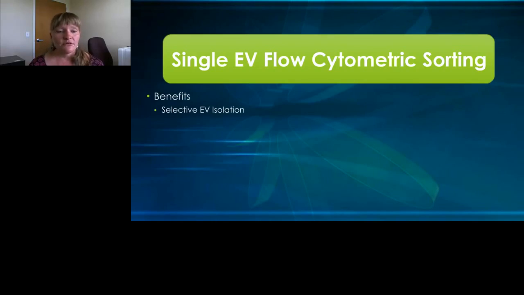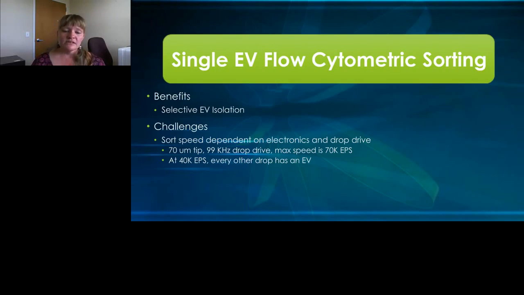To sum up, researchers could use flow cytometric sorting for single EV isolation, but it's not effective for bulk isolation. It is selective for EVs, the purity is high, but the yield will be low. There are challenges to isolating EVs, including the sort speed dependencies on the drop drive frequency. For example, if you run a 70 micron tip at 99 kilohertz drop drive, the maximum speed is about 70,000 events per second, and of that, you have an extracellular vesicle in every other drop.